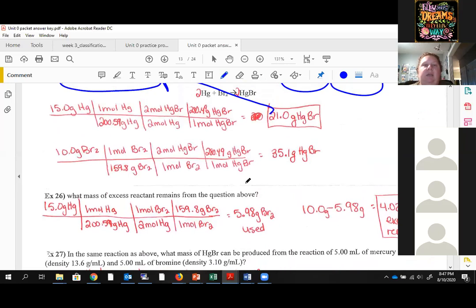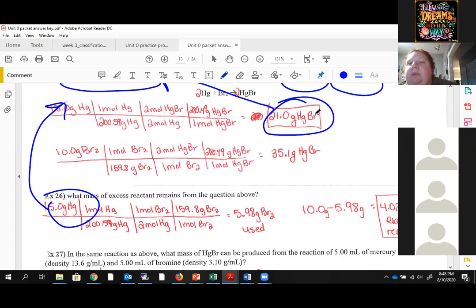Because I went back and started with my limiting reactant. There's multiple ways to do this one. You could have started with the 15 grams of mercury. You also could have started with the 21 grams of HgBr. But either way, you're going to work it back to the bromine.